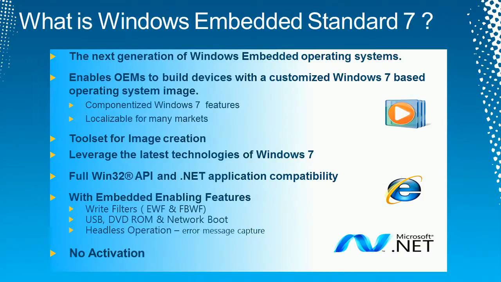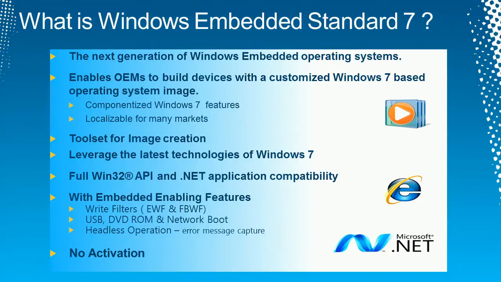The benefits here are that you're able to leverage the latest Windows 7 technology, be it the full Win32 API, .NET application compatibility, so you could use WPF applications, Silverlight applications. Literally, you can run anything on Windows Embedded Standard 7 that runs on Windows 7. Otherwise, if it doesn't run on Windows 7, I wouldn't try it on Windows Embedded Standard.